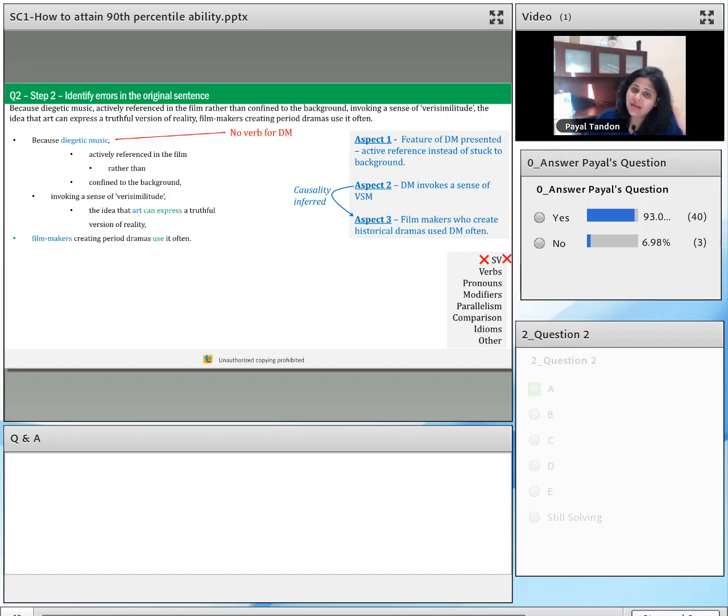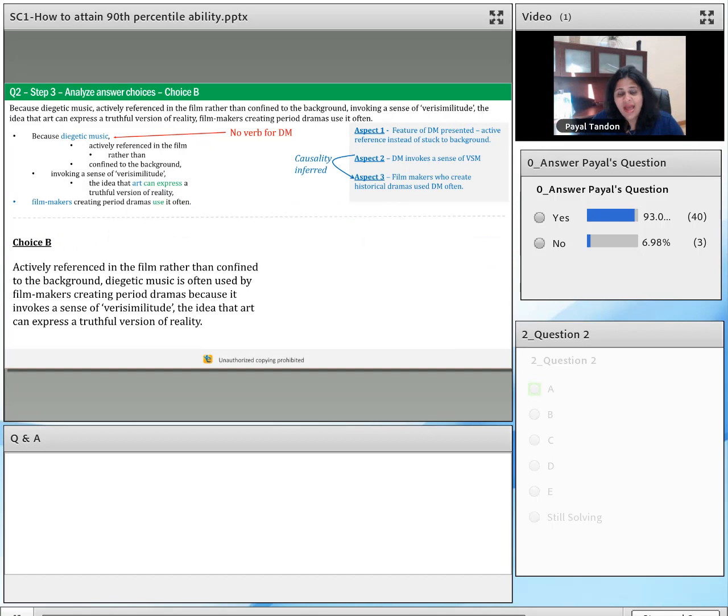If you are doing that analysis up front, when you get to the error analysis and the answer choices, your time gets slashed significantly. That is the beauty of doing that thorough analysis up front. And the very nature of sentence correction questions, the official sentence correction questions, let you do that. That is the whole reason why this method works, because the questions are designed in that manner.